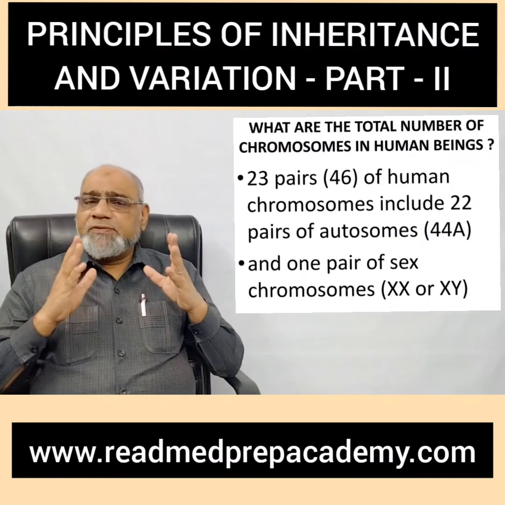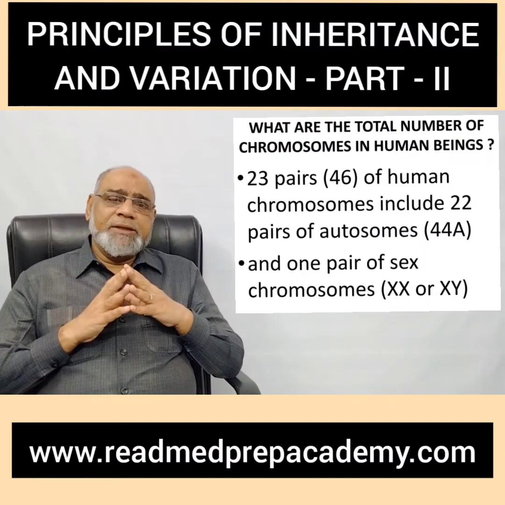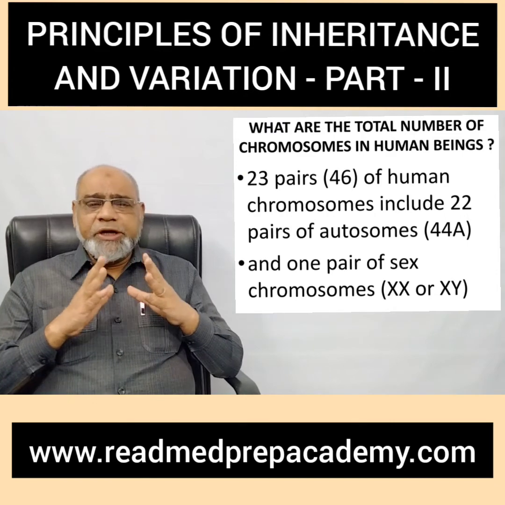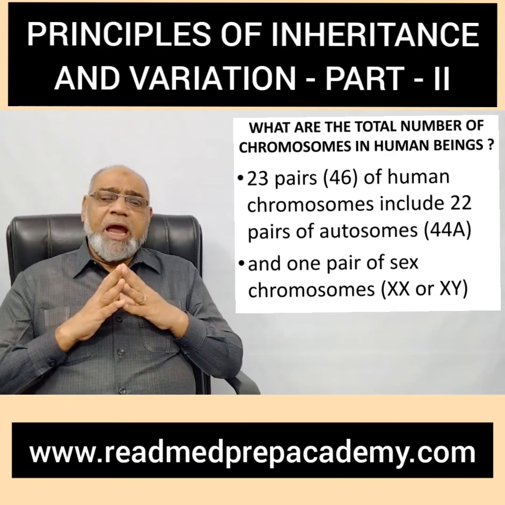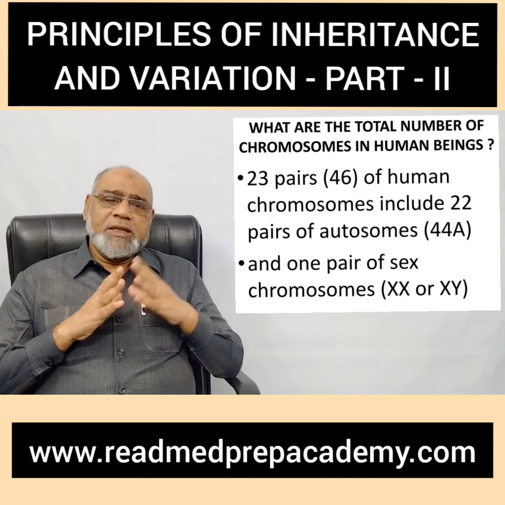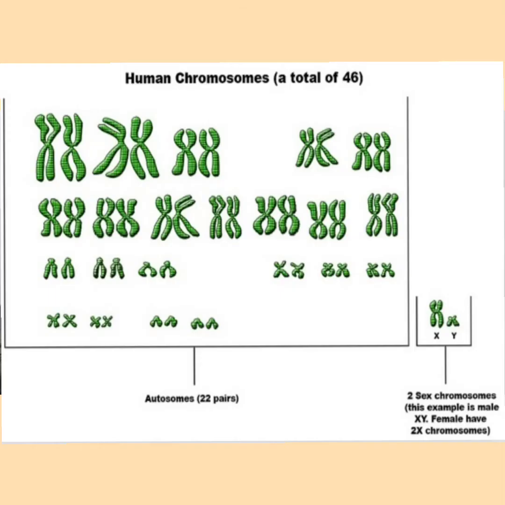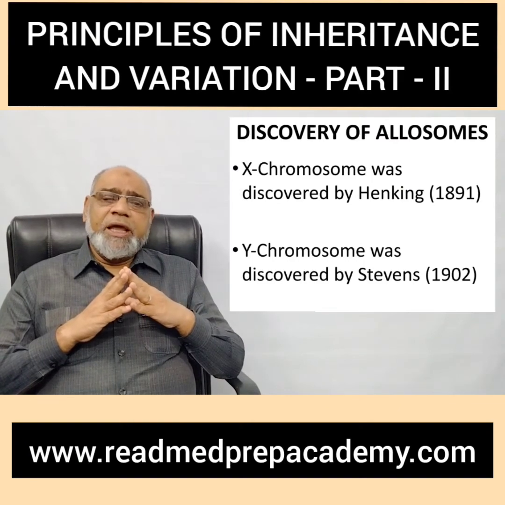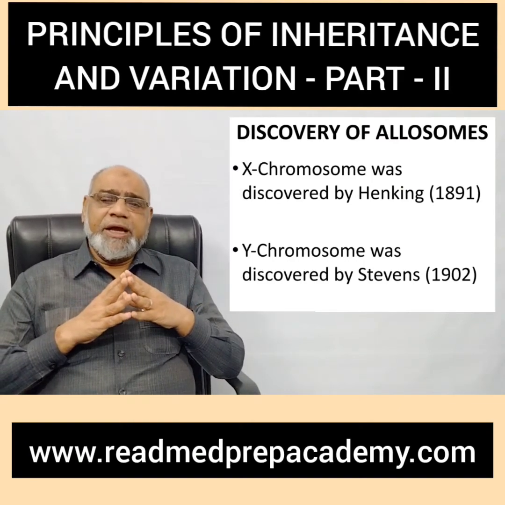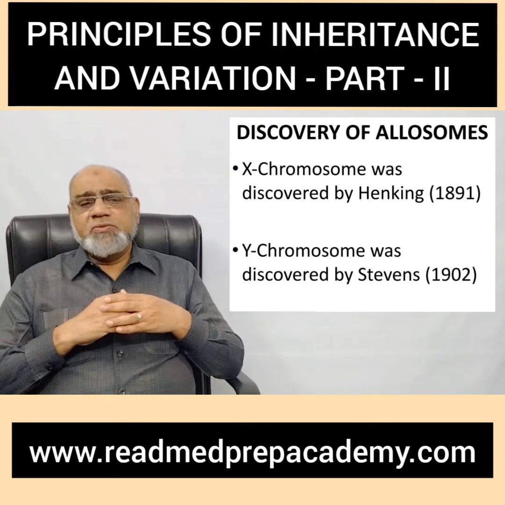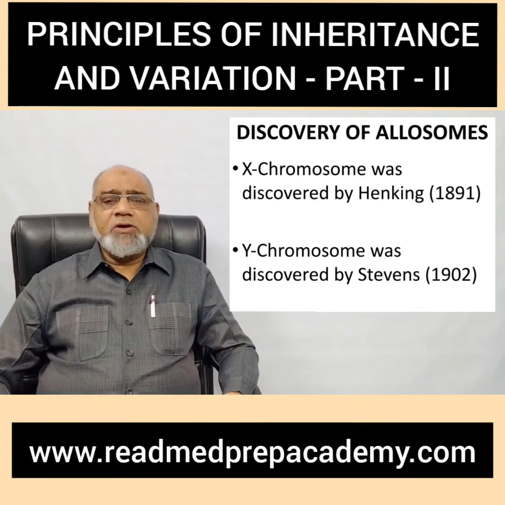What is the total number of chromosomes that are present in human beings? There are 46 chromosomes, 22 pairs are autosomes and one pair is sex chromosomes. The sex chromosomes are XX or XY. This you have already seen earlier, that there are 22 pairs of autosomes and 2 sex chromosomes, XY in males and XX in females. Now something about the discovery of the allosomes. X chromosome was discovered by Henking in 1891. Y chromosome was discovered by Stevens in 1902.